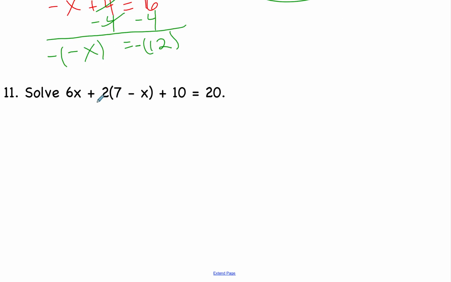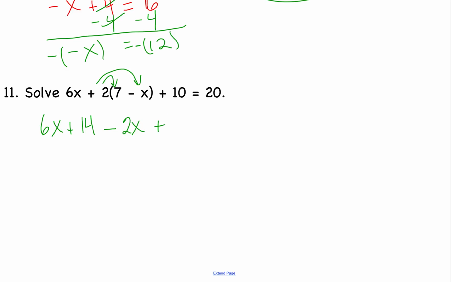Alrighty, number 11 says 6x plus 2 times the quantity 7 minus x plus 10 is 20. So again, we have to get rid of those parentheses. So we start off with our 6x, just rewrite that. A positive 2 times 7 is a plus 14. And a positive 2 times a negative x is a minus 2x.